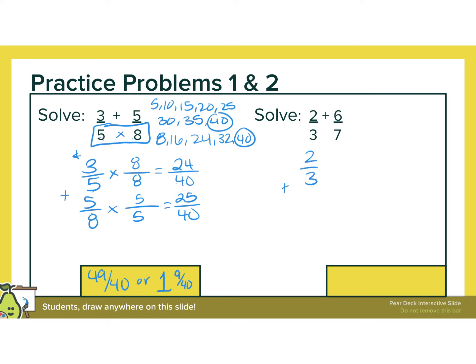Practice problem 2, I'm going to write it vertically. 2 over 3 plus 6 over 7. I'm just going to multiply to get my least common denominator, which is 21, and that is the smallest number. So it works out for this one as well. I'm going to set up my multiplication problems.